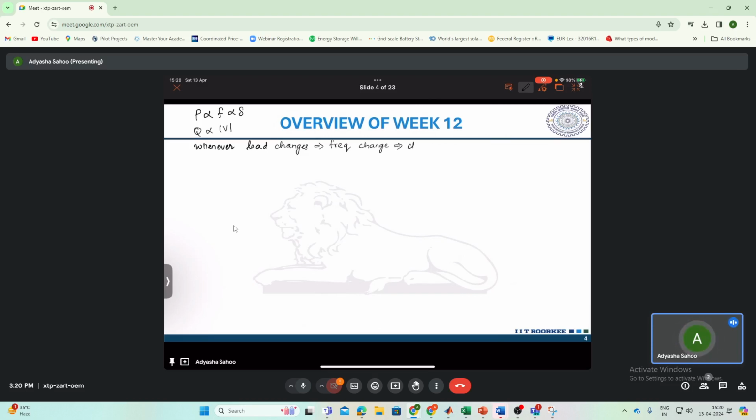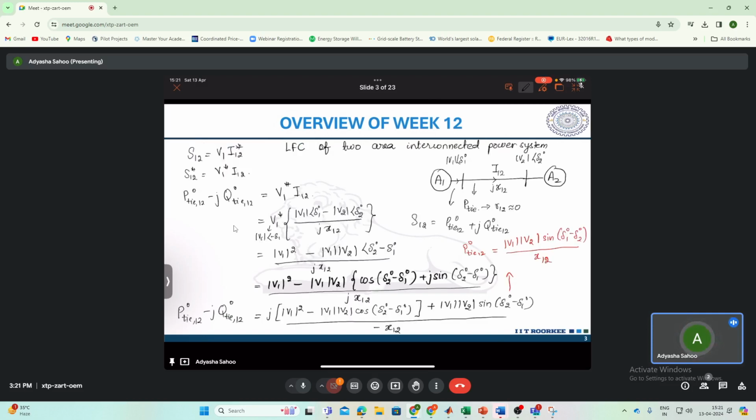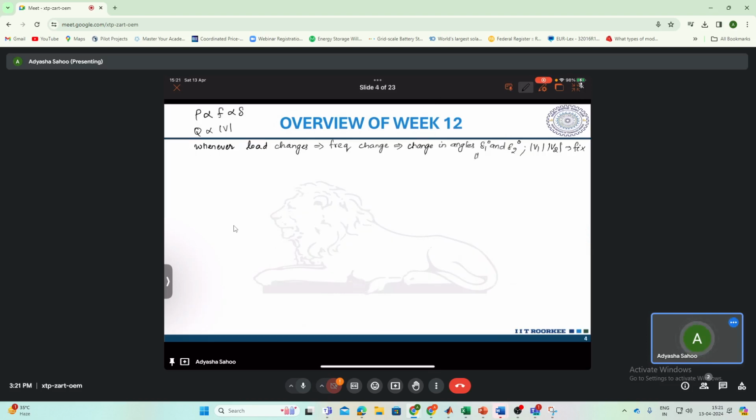So there will be change in angles, that is your delta 1 naught and delta 2 naught, whereas your V1 and V2 are fixed, or they will remain same as previous. We have seen the expression for P tie 12. So if delta 12 changes, P tie 12 will also change. So this will lead to change in the tie line power flow.